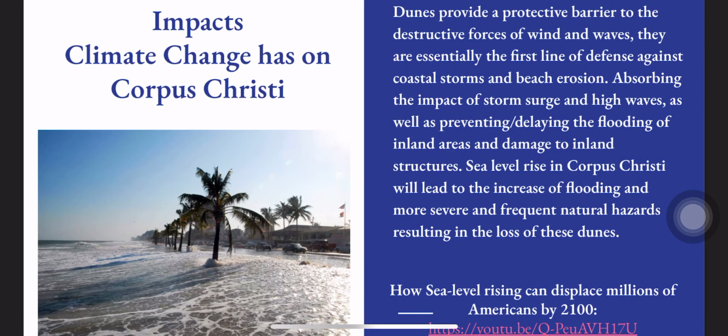Impacts climate change has on Corpus Christi. Dunes provide a protective barrier to the destructive forces of wind and waves. They are essentially the first line of defense against coastal storms and beach erosion, absorbing the impact of storm surge and high waves, as well as preventing and delaying the flooding of inland areas and damage to inland structures. Sea level rise in Corpus Christi will lead to the increase of flooding and more severe and frequent natural hazards, resulting in the loss of these dunes.